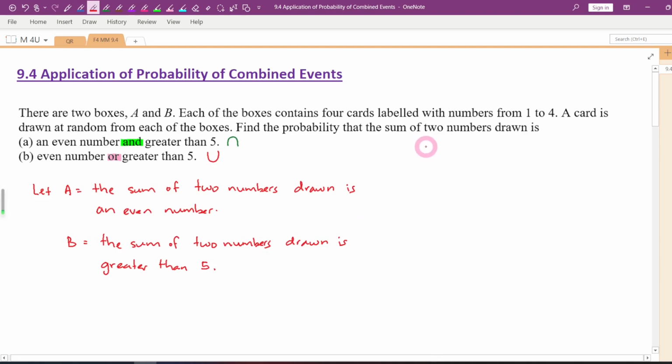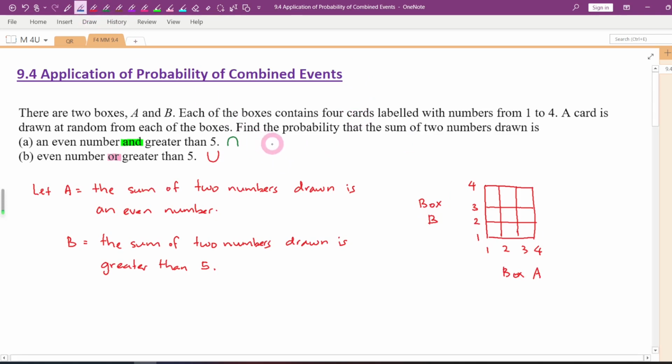Okay, so I have two boxes here. Each of them contains 4 cards. I'm going to draw 4 vertical lines for box A and 4 horizontal lines for box B. 1, 2, 3, 4. Okay, 1, 2, 3, 4. This is for box A. 1, 2, 3, 4. This is for box B. Okay, let me focus on event A first.